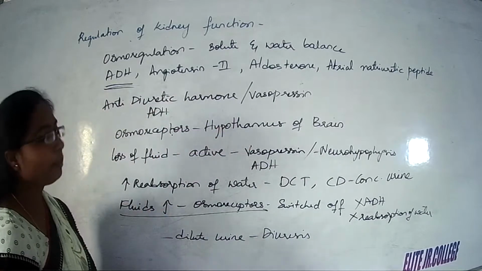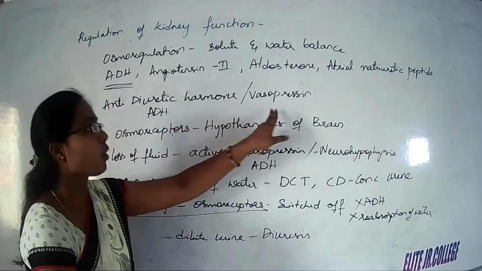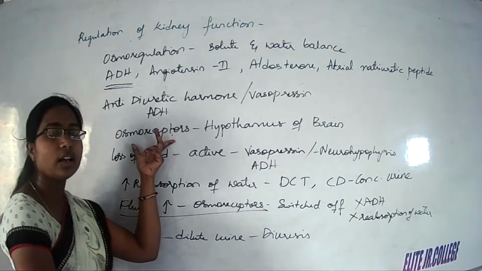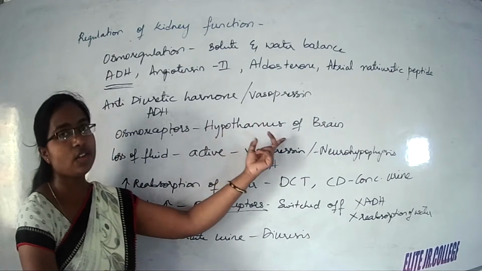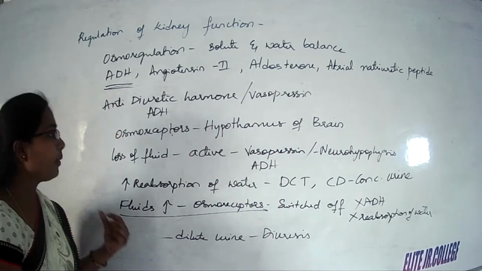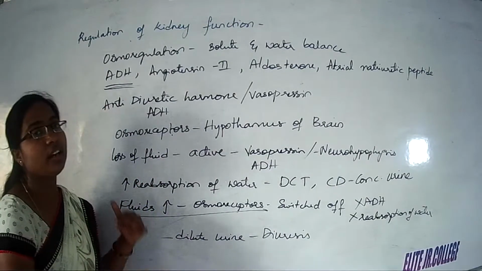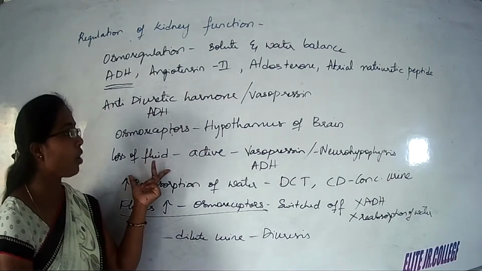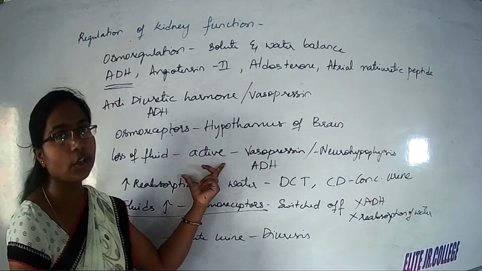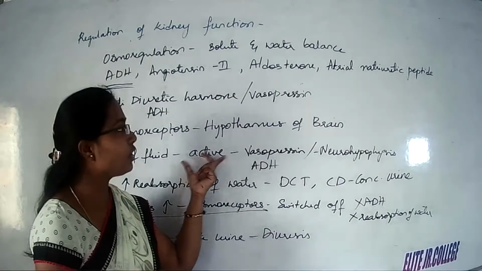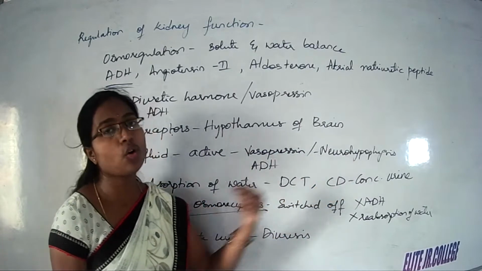Okay. Once again, repeating the same concept, antidiuretic hormone is otherwise called ADH or vasopressin. It is going to the osmoreceptors which are present in the hypothalamus of the brain. Osmoreceptors are highly sensitive to the amount of fluid in the body. Whenever there is increased loss of fluid from the body, then the osmoreceptors are going to become active, as a result of which the hypothalamus is going to produce vasopressin, which is released through the neurohypophysis.